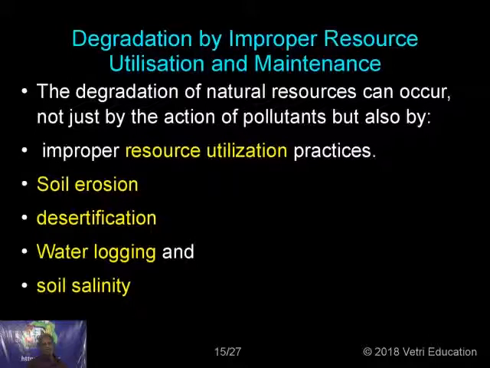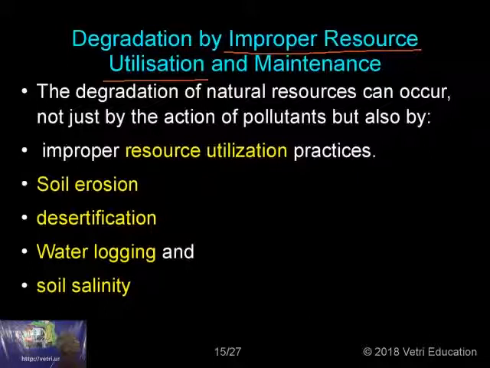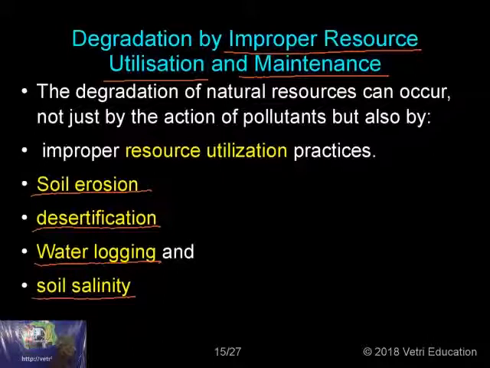Next we are going to another dark aspect of these environmental problems or environmental issues, that is called improper resource utilization, degradation. How the degradation is taking place by improper resource utilization and maintenance. You don't properly utilize nature and you don't maintain it. Because of that you are getting some problems. The soil erosion, desertification, waterlogging, soil salinity. These are all some of the problems which happen due to improper maintenance, improper utilization.